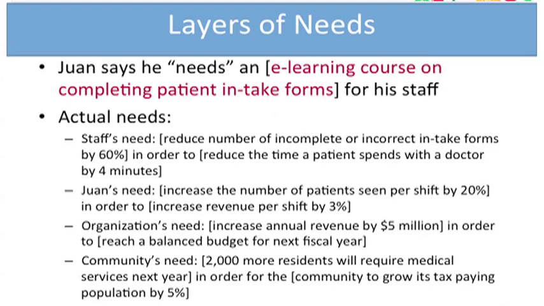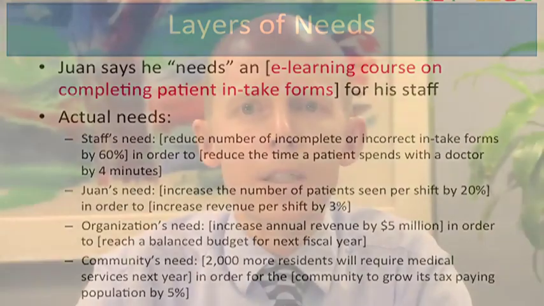As the manager, Juan probably has a need as well. Maybe this is to increase the number of patients seen during a shift, and he would want to do that in order to increase revenue for the hospital and the organization. So the organization has a need that is likely embedded in his statement as well, related to increasing annual revenue in order to reach balanced budgets. And the hospital operates within a community and tries to serve needs at the community level. And in this case, it may be that the community is planning to grow and they have to be able to expand medical offerings to the new residents within the community. And this will thereby help it grow its tax base as well because they're bringing more people into the community.